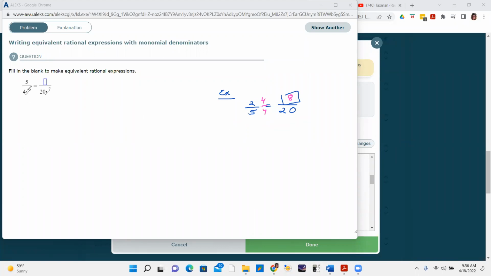And this is asking, what would be on the top here? So you want to think about what you would multiply on the bottom. On the bottom, you're going to have to multiply the 4y⁶ by 5 to get the 20. And then you would need to multiply by one more factor of y to get the y⁷.